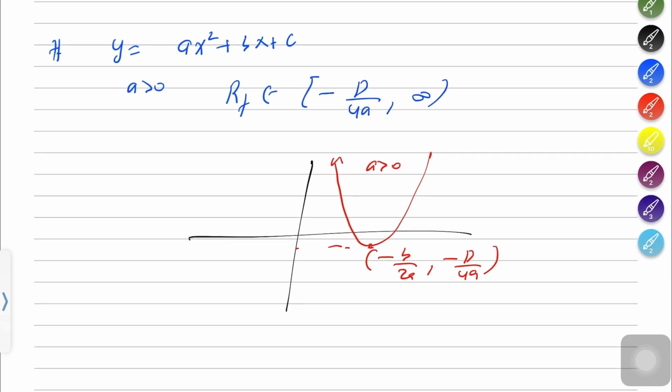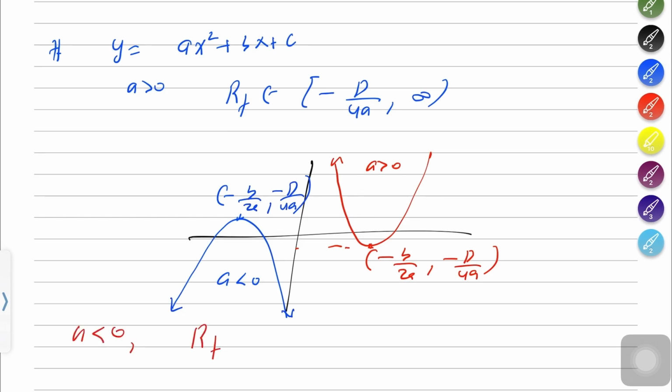And in the same way, let's say this graph is opening downward, let's say a is negative. The vertex is still minus b upon 2a, minus d upon 4a. Those values will automatically take care of the negative sign. So the vertex is minus b by 2a and minus d by 4a, but since a is negative, the minimum value goes to minus infinity and the maximum value goes to minus d by 4a. So in this case, if a is negative, the range of the function has minimum value minus infinity and maximum value minus d upon 4a. So this is how we find the range of a function.